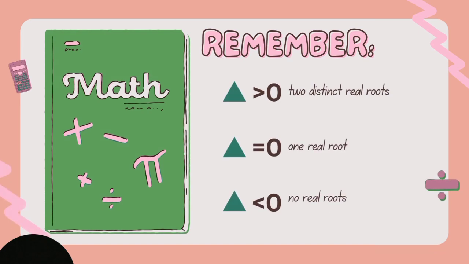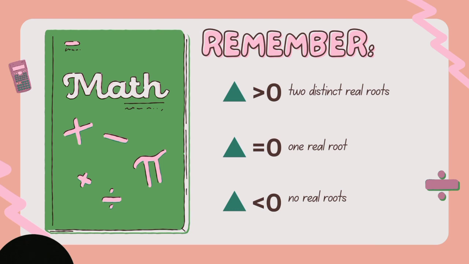By calculating the discriminant of a quadratic equation, we can determine whether its roots are real, imaginary, or equal. Remember, if the discriminant is greater than 0, it indicates two distinct real roots. If the discriminant is equal to 0, it indicates one real root. And if the discriminant is less than 0, it indicates no real roots.